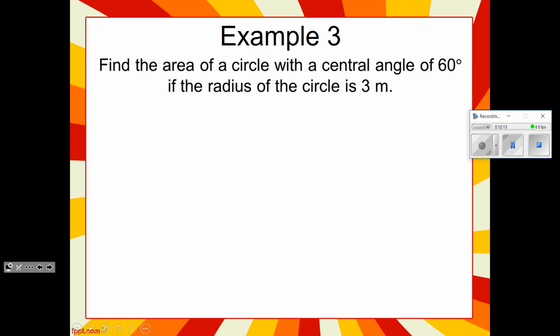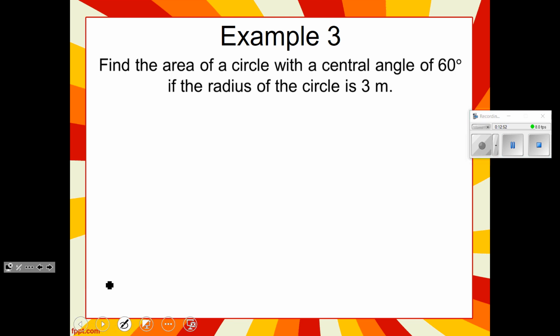All right, so let's go to example 3. I'm going to give you a minute to think about it. I want to see if you can actually do it, because it's just a matter of plugging into a formula. I want to find the area of a circle with a central angle of 60 degrees. Actually, this would be the sector, the area not of the whole circle, but of the sector, with a central angle of 60 degrees if the radius is 3 meters. Okay, so I'm going to hit pause, and I want to see if you can figure it out.